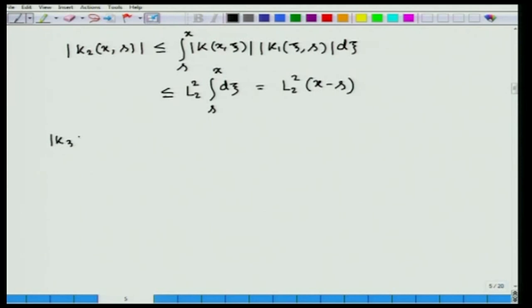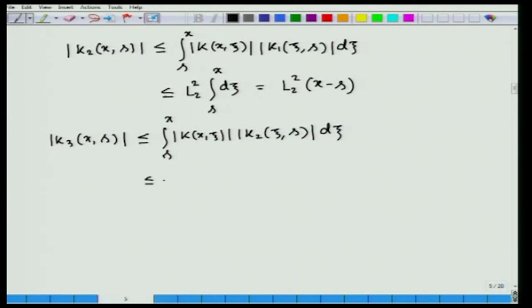Next, for modulus k 3 x comma s, we can write as per definition, this is integral s to x, then taking modulus under the integral sign, this will be modulus k of x comma xi, then modulus k 2 xi comma s, d xi. Now, for modulus k x comma xi, we can use the bound for k, that is L 2, and for k 2 xi comma s, we have to use the bound we have obtained at the last step.